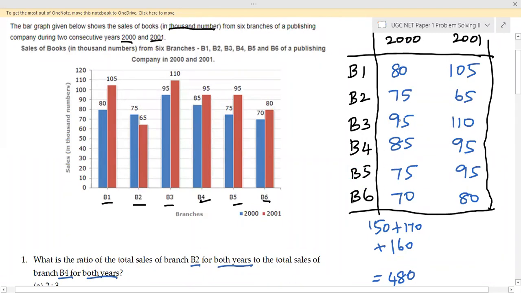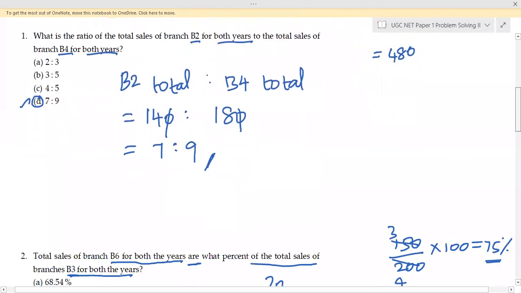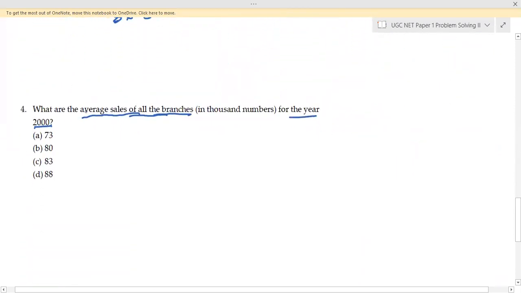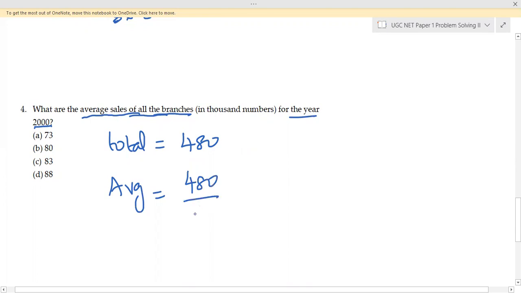I'm just simply adding up all these 6 numbers. That's what is giving me this total, 480. So go back to the question. The total is 480. They're asking what is the average sales. Just now we got the total to be 480, and they're asking about the average. So if you want to find the average, what happens? Average will be nothing but the total, 480, divided by the number. How many companies are there? How many branches are there? Sorry, there's only one company, but there are 6 branches actually.